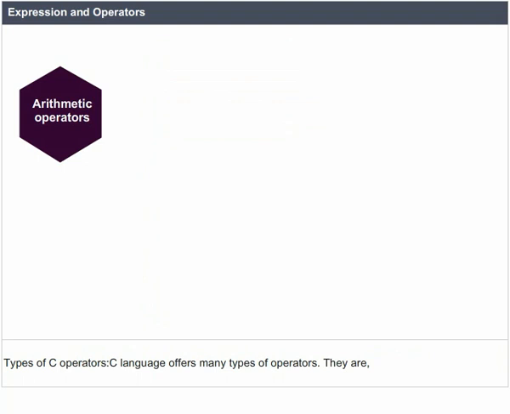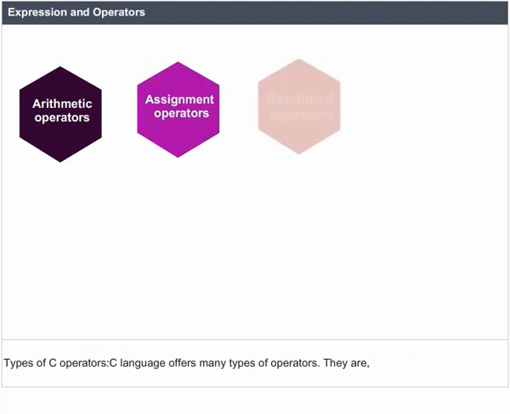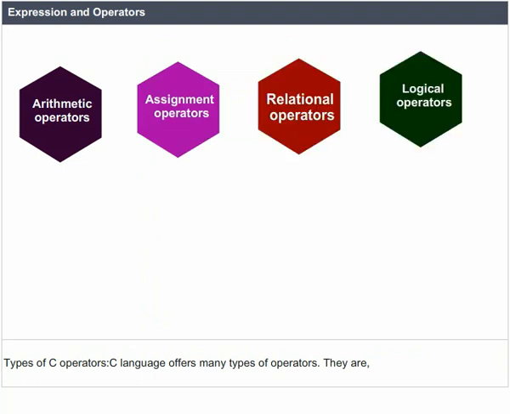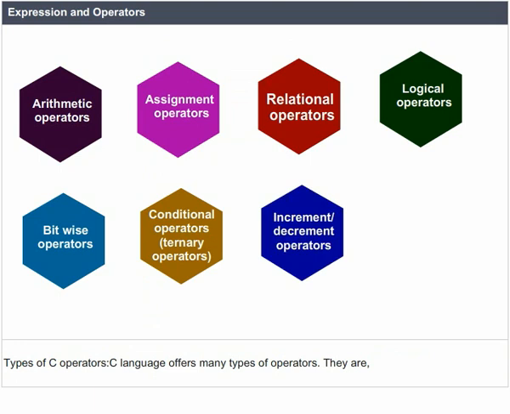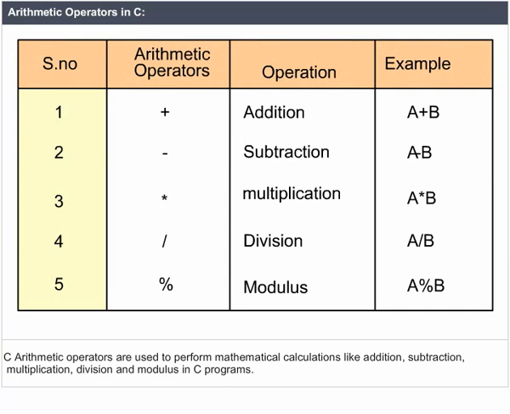They are arithmetic operators, assignment operators, relational operators, logical operators, bitwise operators, conditional operators or ternary operators, increment and decrement operators, special operators. Arithmetic operators in C. C arithmetic operators are used to perform mathematical calculations like addition, subtraction, multiplication, division, and modulus in C programs.